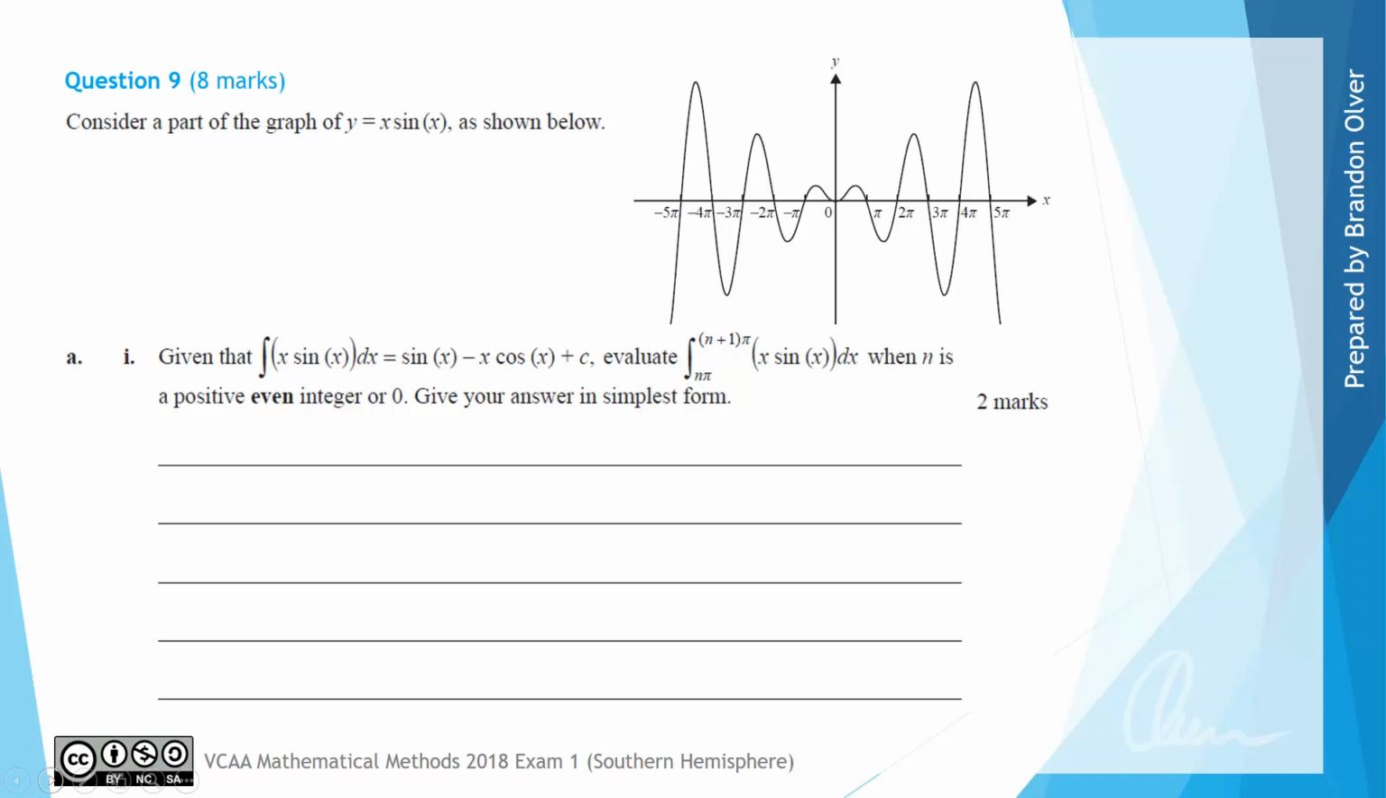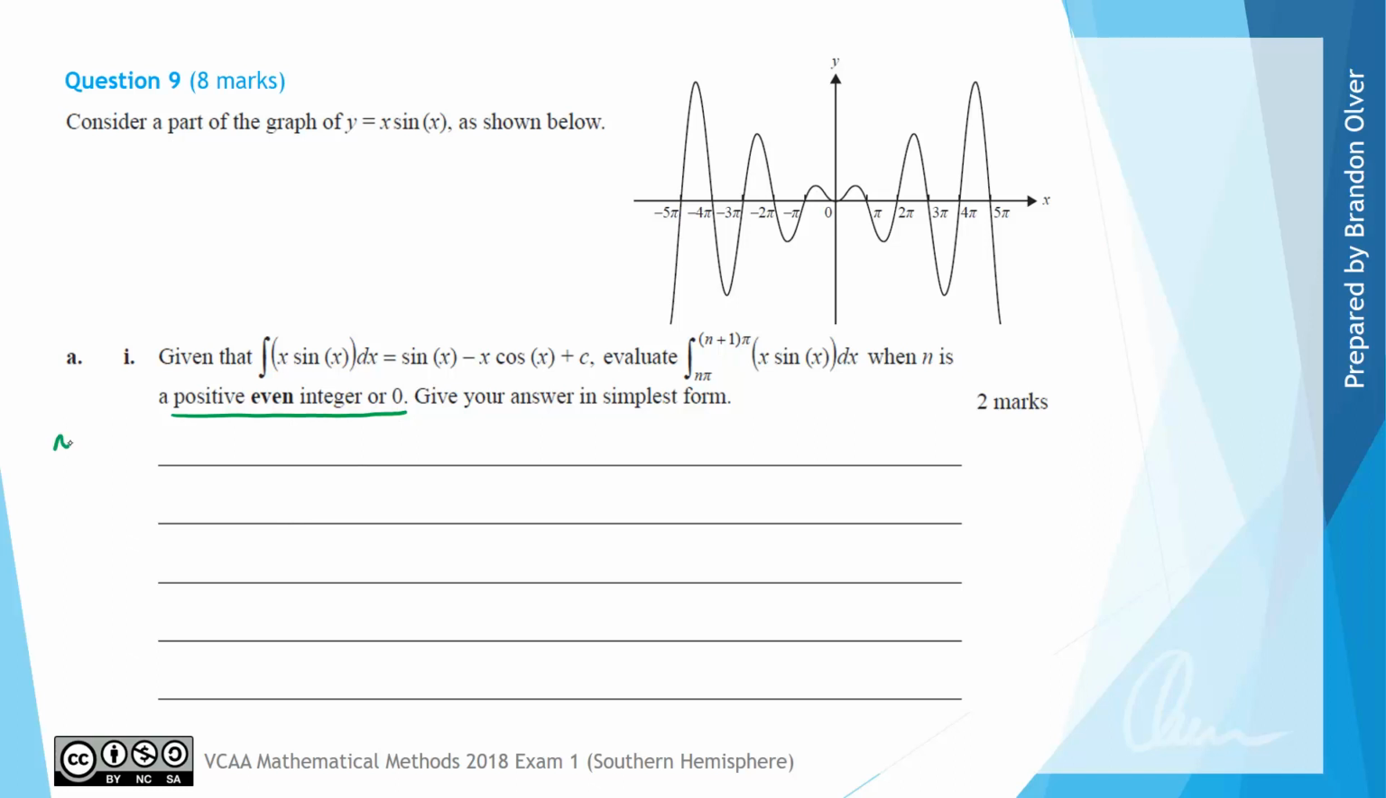So we need to consider a part of the graph of y equals x sine of x, which is shown. For part 1 of part A, it says given that the integral of x sine of x dx is equal to sine of x take x cos of x plus c, we're asked to evaluate the integral from n pi to n plus 1 pi of x sine of x when n is a positive even integer or 0. And we're asked to give our answer in the simplest form.